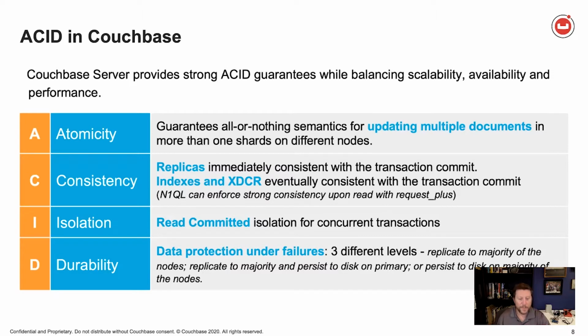Then we have consistency, and that implies that the integrity of all artifacts related to that transaction are maintained. So in Couchbase, consistency is automatically ensured when a transaction is performed. Some things like replica copies are immediately consistent with respect to the transaction. So obviously that's part of how we get to durability, but some other things like indexes and cross data center replication are eventually consistent with respect to the transaction commit.